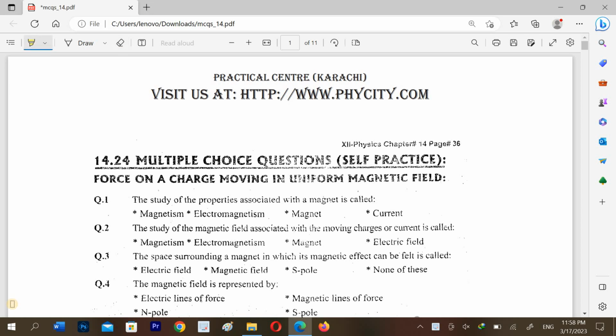The study of properties associated with a magnet is called magnetism. The study of magnetic field associated with the moving charges or current is called electromagnetism. The space surrounding a magnet in which its magnet effect can be felt is called magnetic field.